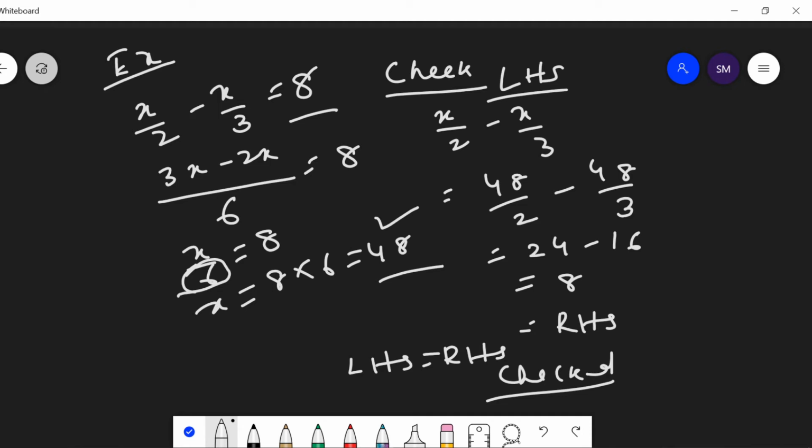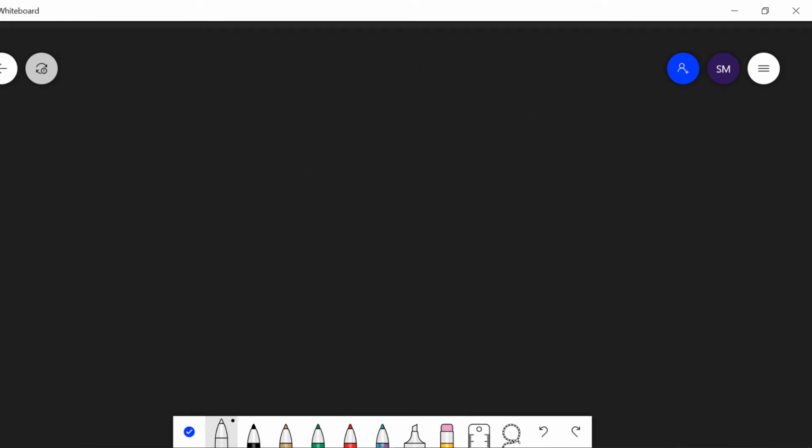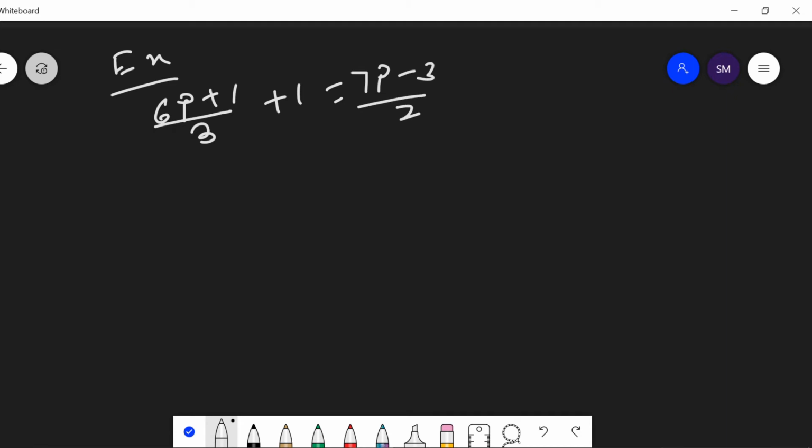Please students, solve more and more examples. When you solve a variety of questions, it will be easier for you to solve any questions which will be asked in your exam paper. Here take another example. Here the question says 6p plus 1 upon 3 plus 1 is equal to 7p minus 3 upon 2. Then let us solve and check.